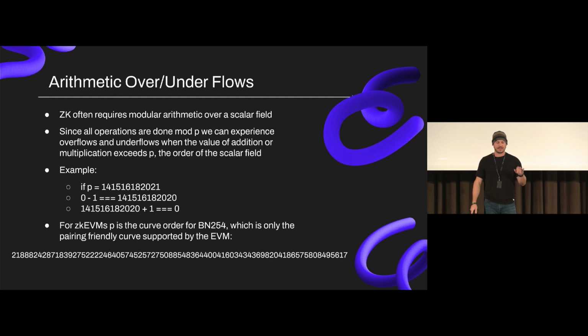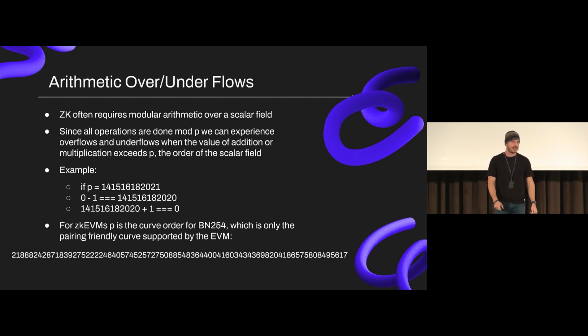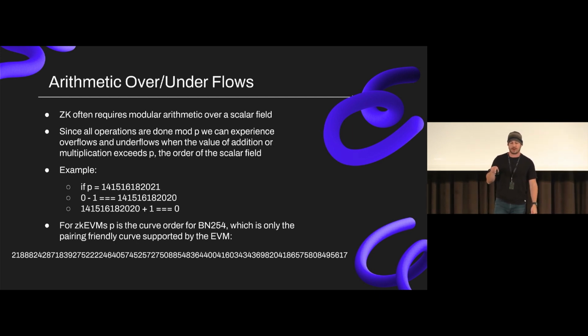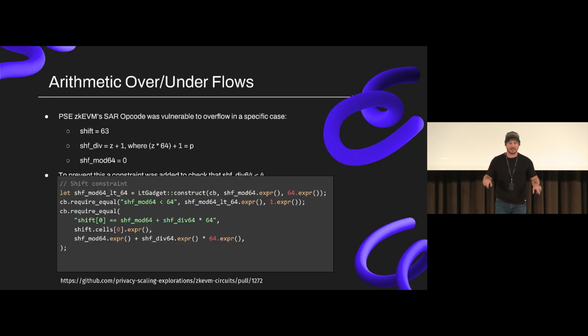Just a side note, if you're working with ZK EVMs or anything that's Solidity-based, Tornado Cash, anything like that, BN254 is the only precompiled curve you can work with that's pairing friendly. So that really large number at the bottom is p in this case. That's a large prime number.